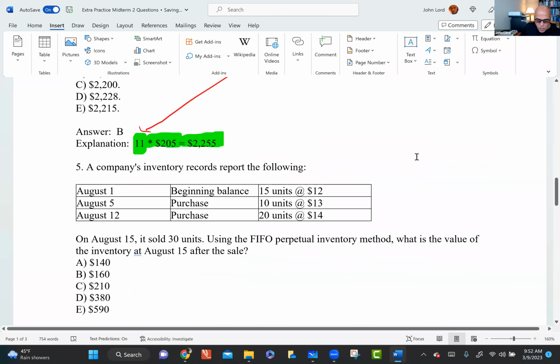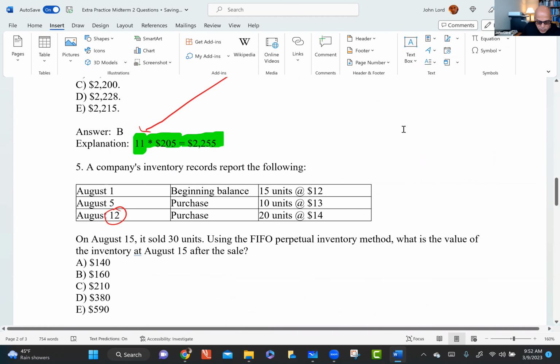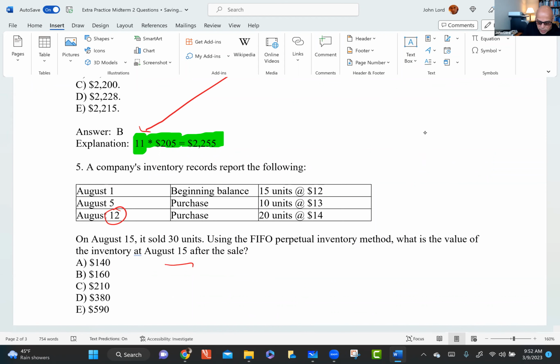Okay. All right. Company reports the following using the FIFO perpetual inventory. What is the inventory at August 15th after the sale? Okay, so we have these units, first in, first out. We're selling 30 units, and they want to know what is the inventory after the sale.